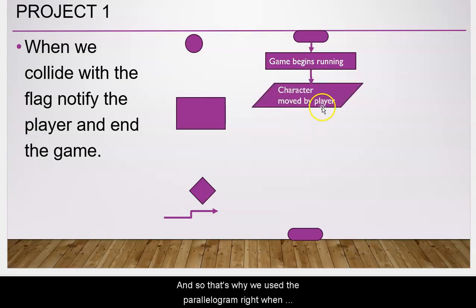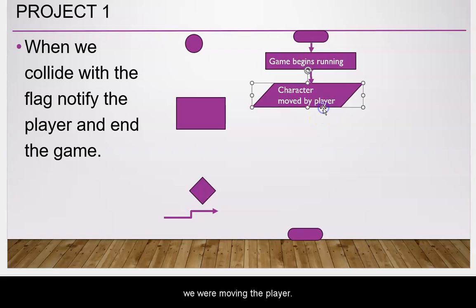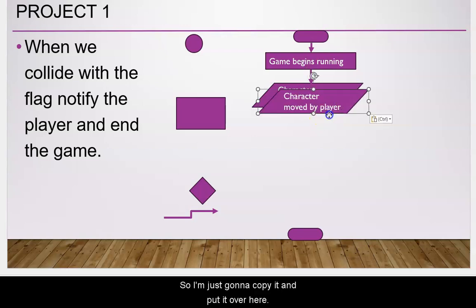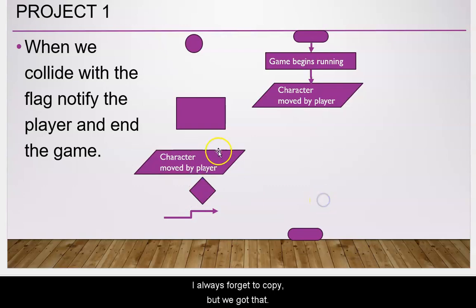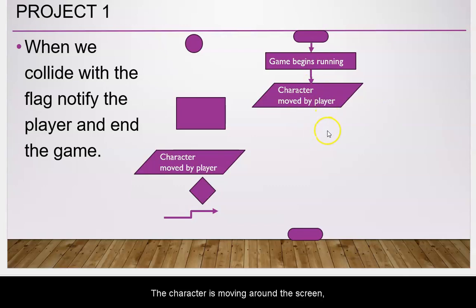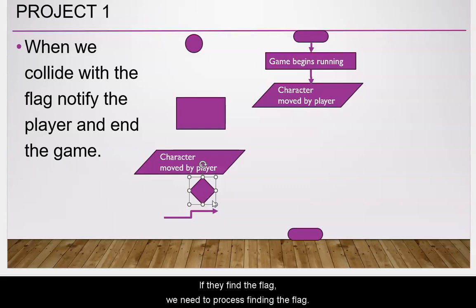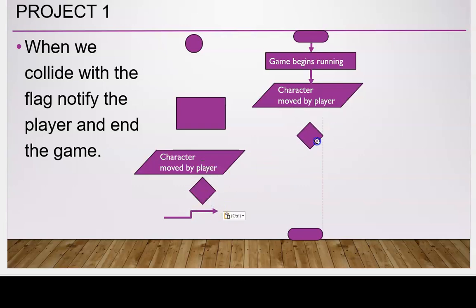And so that's why we used the parallelogram, right, when we're moving the player. I'm going to need another one of these, so I'm just going to copy it and put it over here. I always forget to copy. But we got that. And now the character's moving around the screen, looking around the game, looking for the flag. So now, if they find the flag, we need to process finding the flag. That's going to take a decision. Did you find the flag?